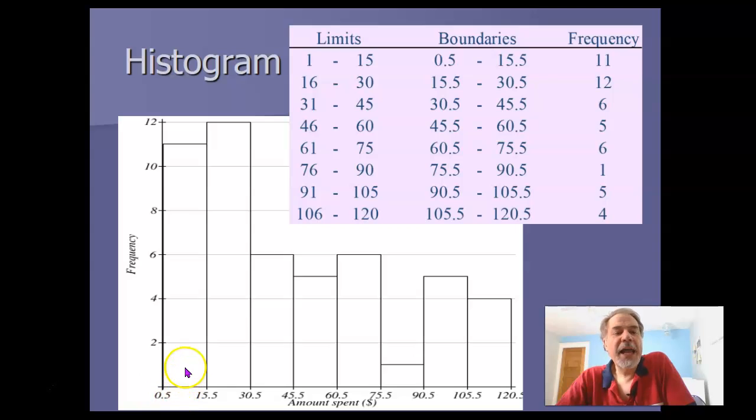And then the height of each bar corresponds to the frequency of that class. The first class with boundaries 0.5 to 15.5 had a frequency of 11. So that first bar goes up to a height of 11. The second bar goes up to 12. The third one goes up to 6, and so on. And 12 is twice as high as 6. So you can look at this and see right away that there were twice as many data values between 15.5 and 30.5 as there were between 30.5 and 45.5.